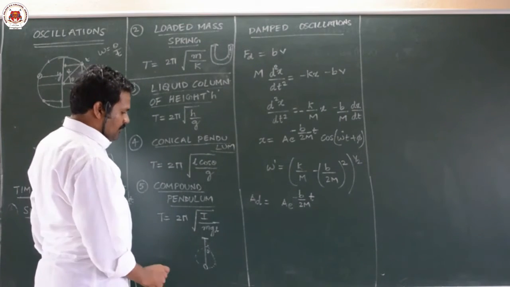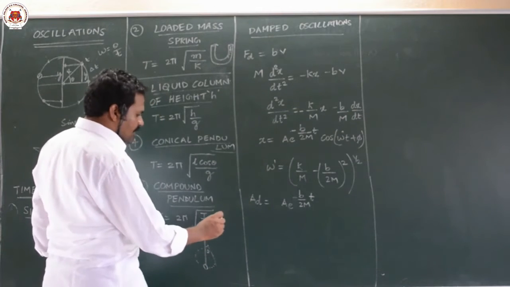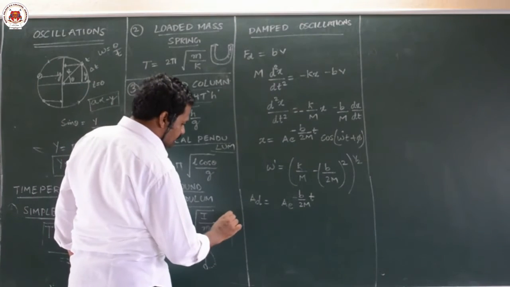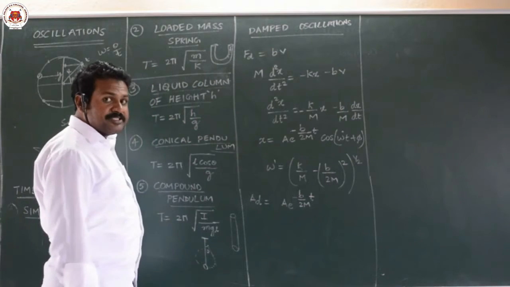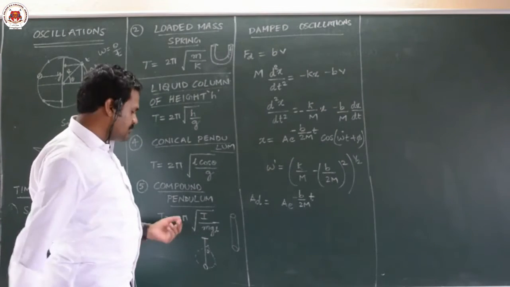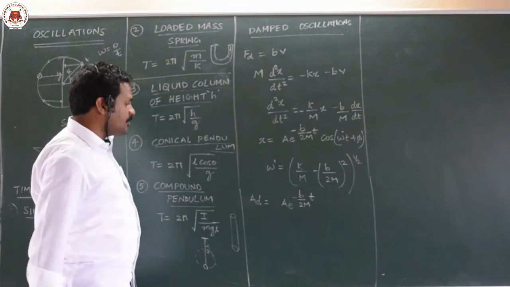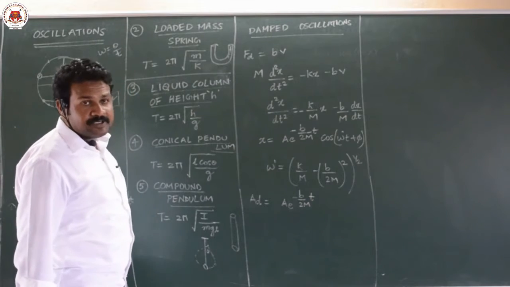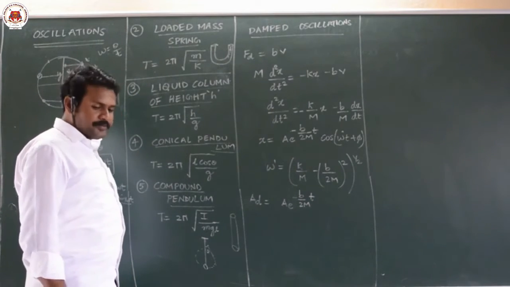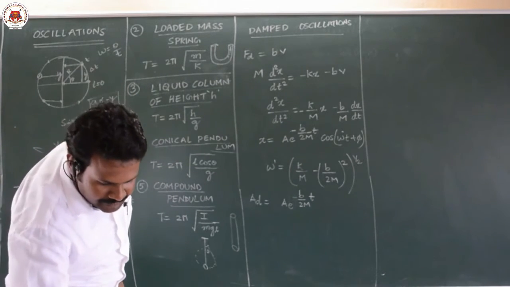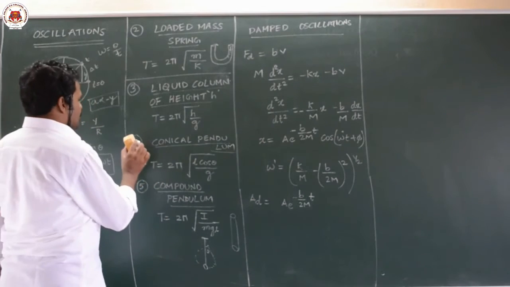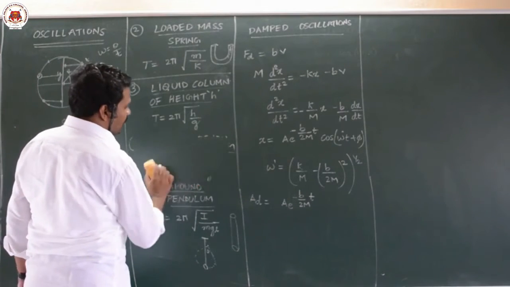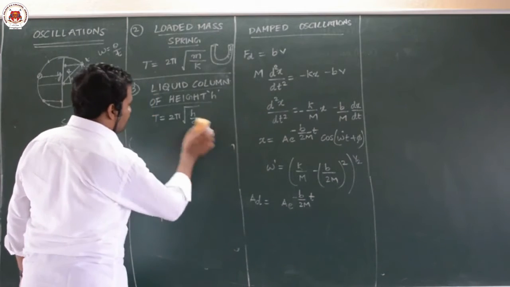Next, compound pendulum. Compound pendulum means it is a rod, also called a physical pendulum. When the rod is oscillating, what is the time period? Time period is 2 pi under root of I by m g l. So how are we going to derive the time period? You already know. We will take the force acting on the particle, and based on that we will calculate the time period.